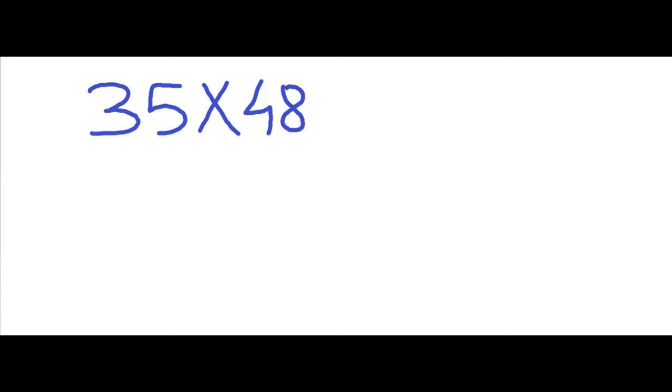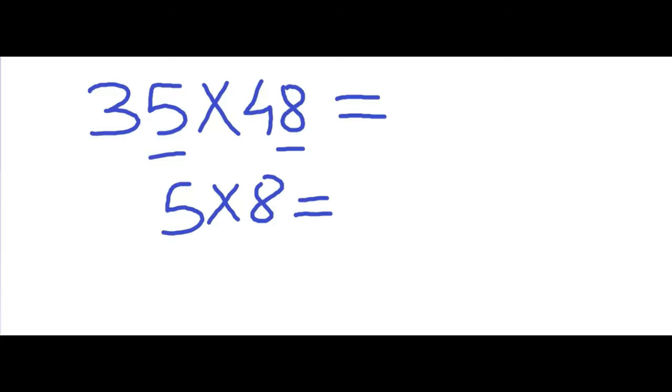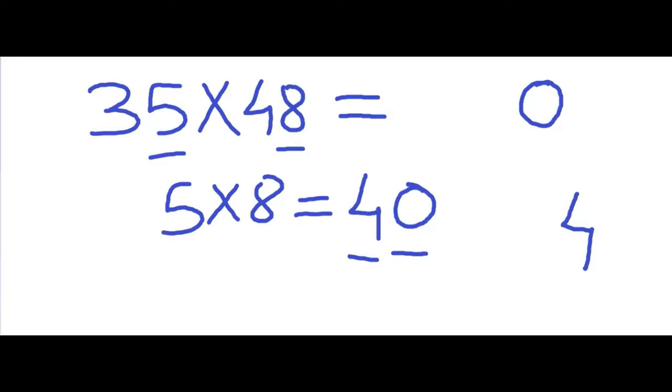So let's start with the example of 35 into 48. So in the first step, take the multiplication of the last digit of both numbers, that is multiplication of 5 into 8. So 5 into 8 is 40. So write down this 0 directly into the answer and take this 4 as a carry for next step. So move to the next step.